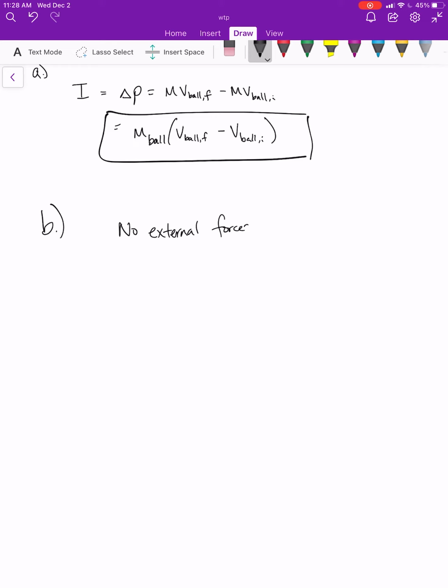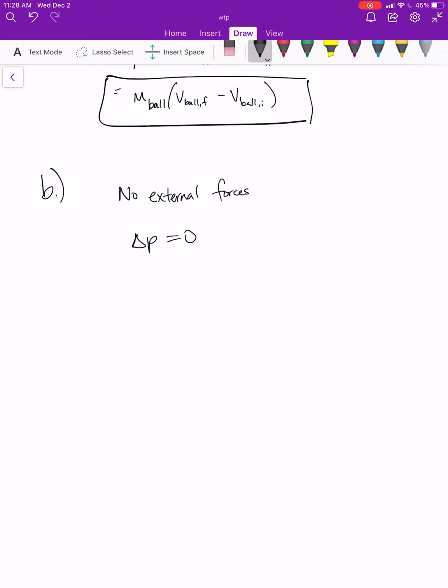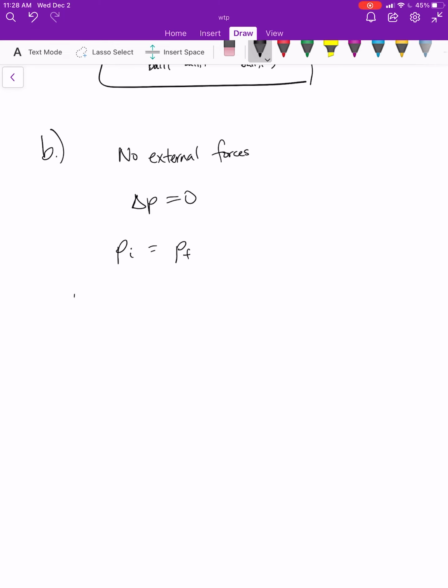For part B, we know that there are no external forces acting on our system, and we know that this is an inelastic collision. Thus, we can say that the change in momentum, delta p, is zero. Momentum is conserved. So we know that the momentum of the system initially is equal to the momentum of the system finally.